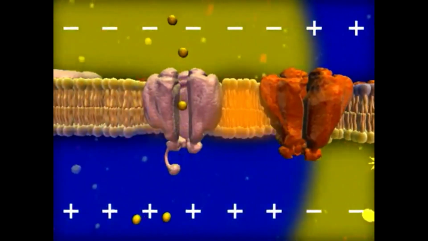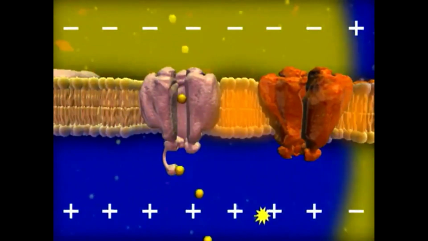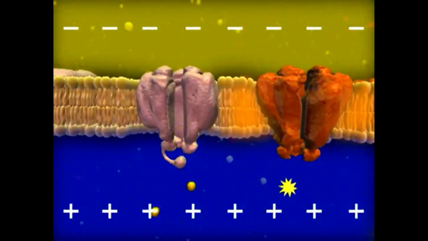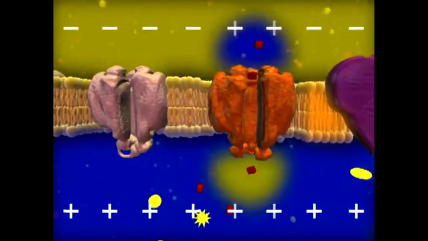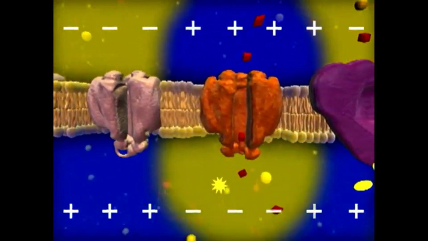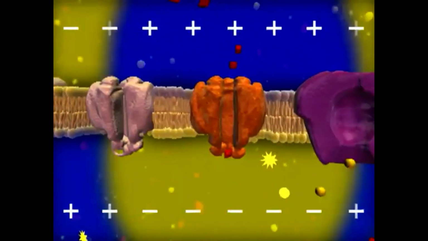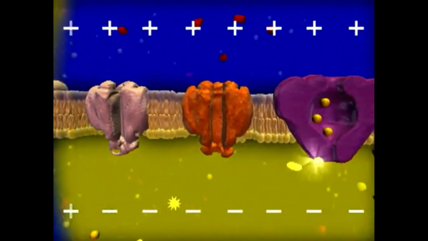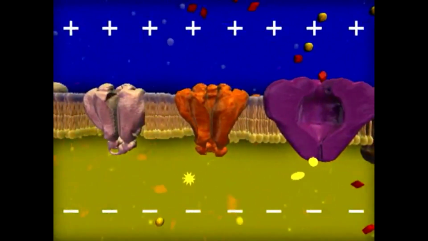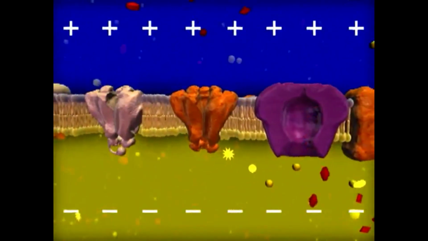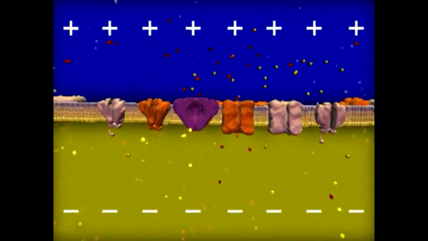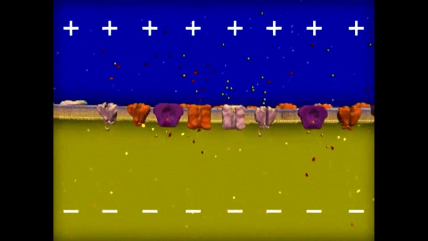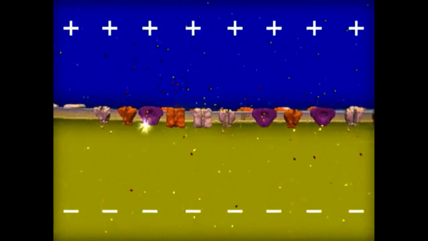This reversal of the charge distribution causes the gated sodium channels to close and the gated potassium channels to open. As potassium ions move out of the cell, the original charge difference is re-established across the membrane, closing the gated potassium channels. This sequence of events is called an action potential. The sodium-potassium pump restores the distribution of ions back to their previous levels at resting potential.